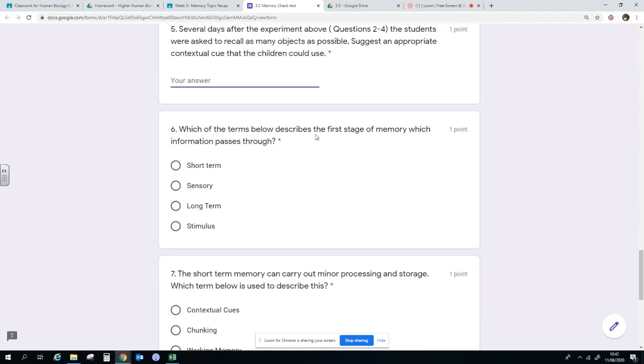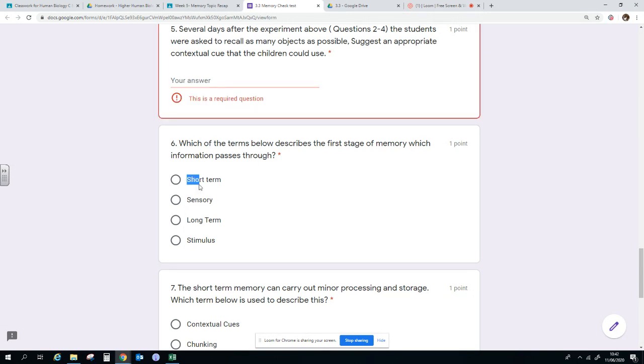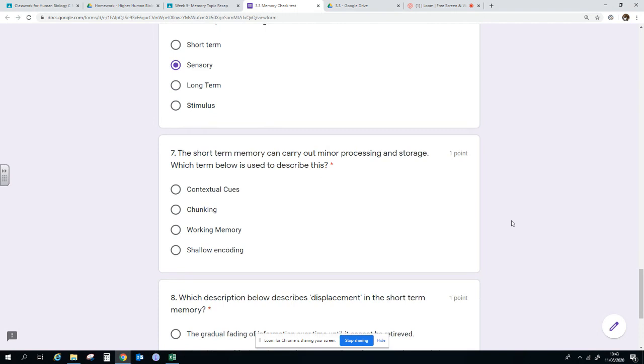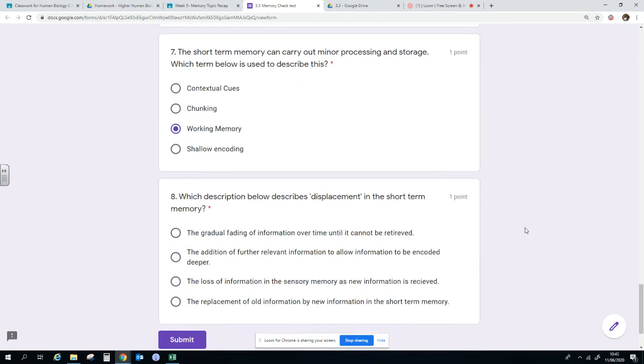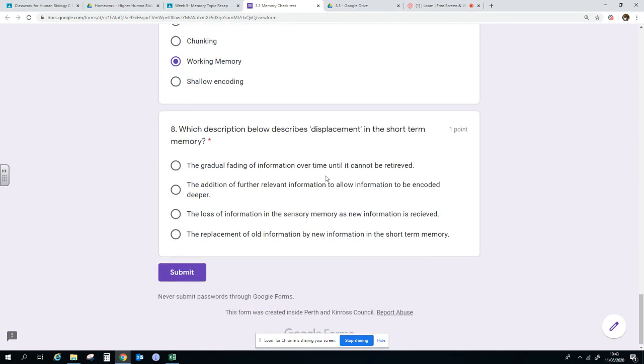Which of the following below describes the first stage of memory, which information is passed through? So we should know it goes through the sensory memory, then into the short term, and then to the long term. Stimulus is not an example of a layer of memory. The short-term memory can carry out minor processing and storage. That is the working memory. So it's part of the short-term memory.